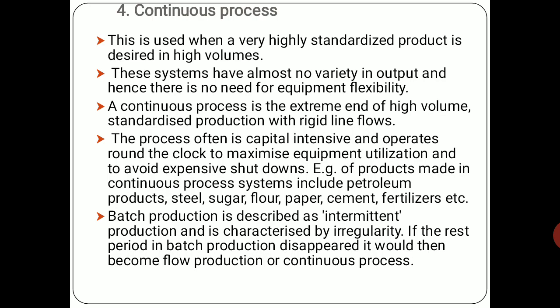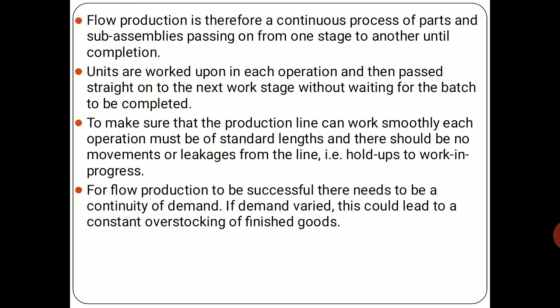As I told you earlier also, batch production is described as intermittent production and is characterized by irregularity, and here the continuous process is the process in which there are no irregularities, no chance of irregularities, and the flow is on a continuous basis. It is known as flow production as well. Flow production is therefore a continuous process of the parts and sub-assemblies passing from one stage to another until completion. It keeps on producing the parts, it keeps on moving the part from one machine to another until it is ready as finished goods.